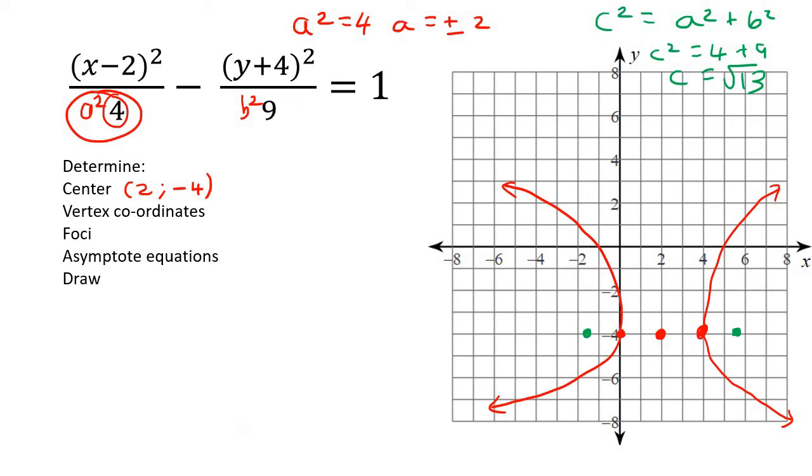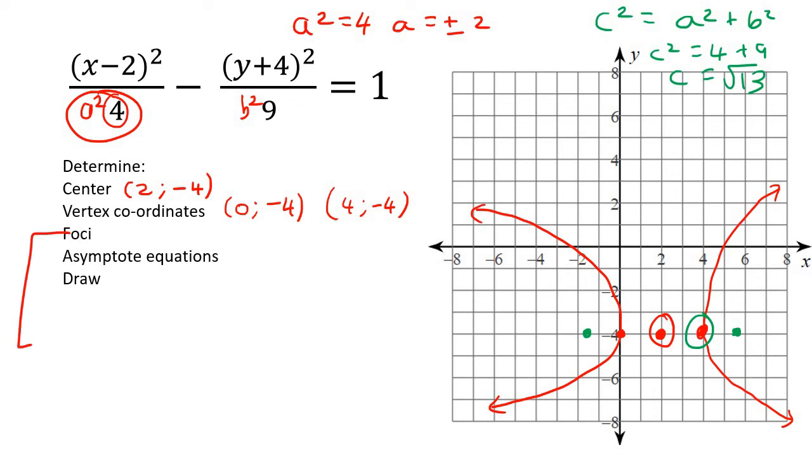And so let's quickly go label or fill in the vertex coordinates. So the vertex coordinates would be here and here. So that's going to be 0, negative 4. And then the other one would be at 4, negative 4. Then the foci, so from the center, let's quickly write out the center. So the center is at 2 and negative 3.